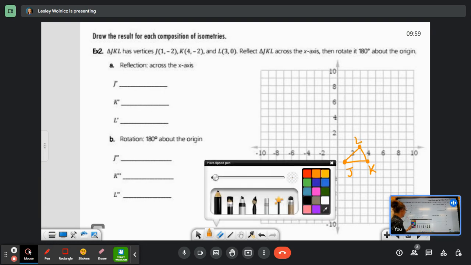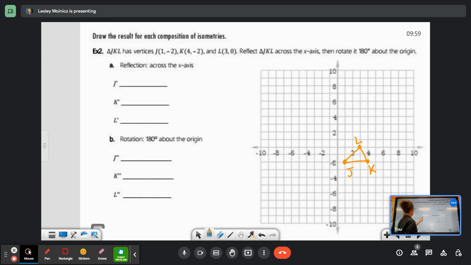Okay, so let's draw the line of reflection in here. The x-axis, that's the line y equals 0. Notice that L is on our line of reflection, so L is not going to move.